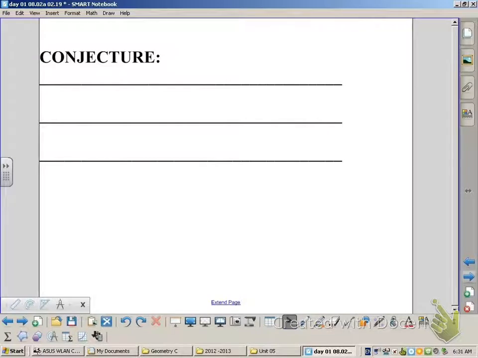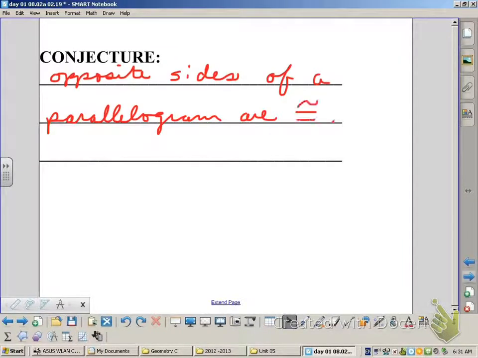How would we describe the sides that are equal? Hopefully you're thinking this as your conjecture. The opposite sides of a parallelogram are congruent. And that's one of the properties of a parallelogram as well. The opposite sides of a parallelogram are congruent or equal.